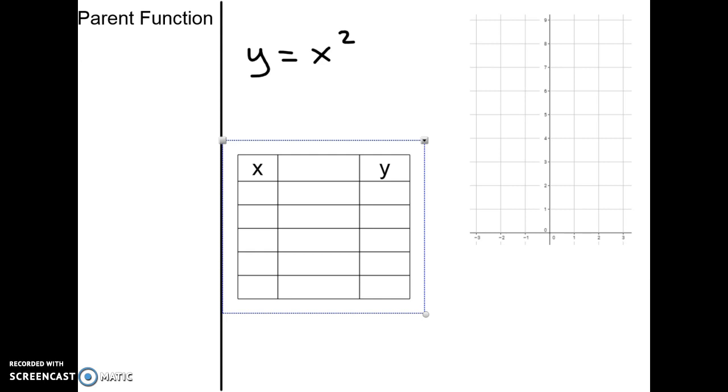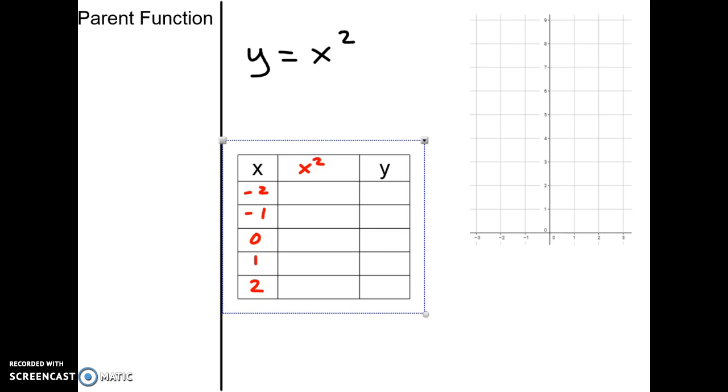The easiest way to graph that is to create a table first. This is our t-chart, but I prefer putting the equation or the expression in the middle. I would start with -2, -1, 0, 1, and 2. We're going to plug in those 5 numbers for our x, and as we do that, we'll find out what our y's are, and then we'll be able to plot our points.